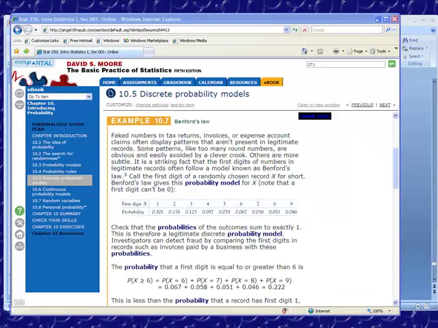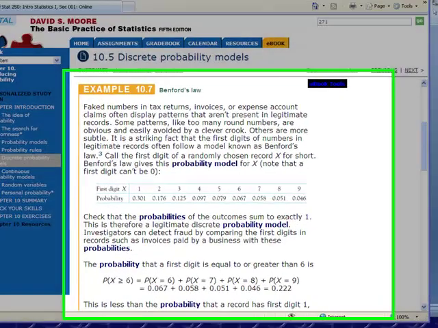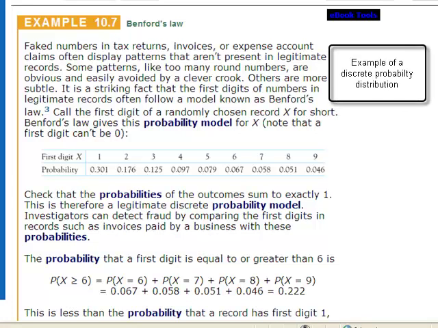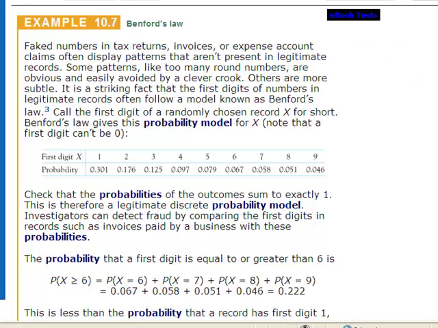So let's take a look at this example 10.7 in your book. You can read it, but this is what they say. The probability of seeing a 1 is 0.301. So we have probabilities for the digits from 1 to 9. We can ask for probabilities such as, what's the probability that x is greater than or equal to 6? So we look at the probabilities of 6 plus 7 plus 8 plus 9. We get those right off the chart and add those together. So we'd say the probability of seeing x greater than or equal to 6 is 0.222.